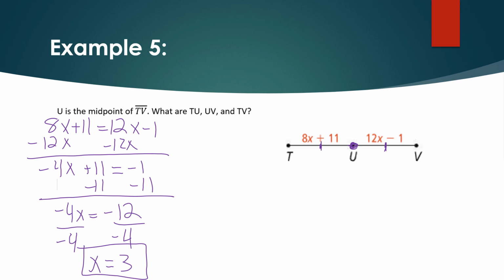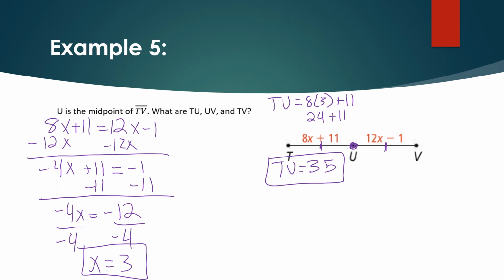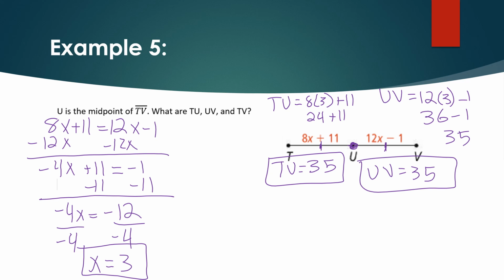So from here, I just need to plug in and then just double check my answer. So TU is going to be 8 times 3 plus 11, 24 plus 11. So that gives us a length of 35. TU equals 35. So let's check UV. UV is going to be 12 times 3 minus 1. That's 36 minus 1, which is 35. So UV is 35. That is the answer I would expect, which means the whole length of TV is 70.